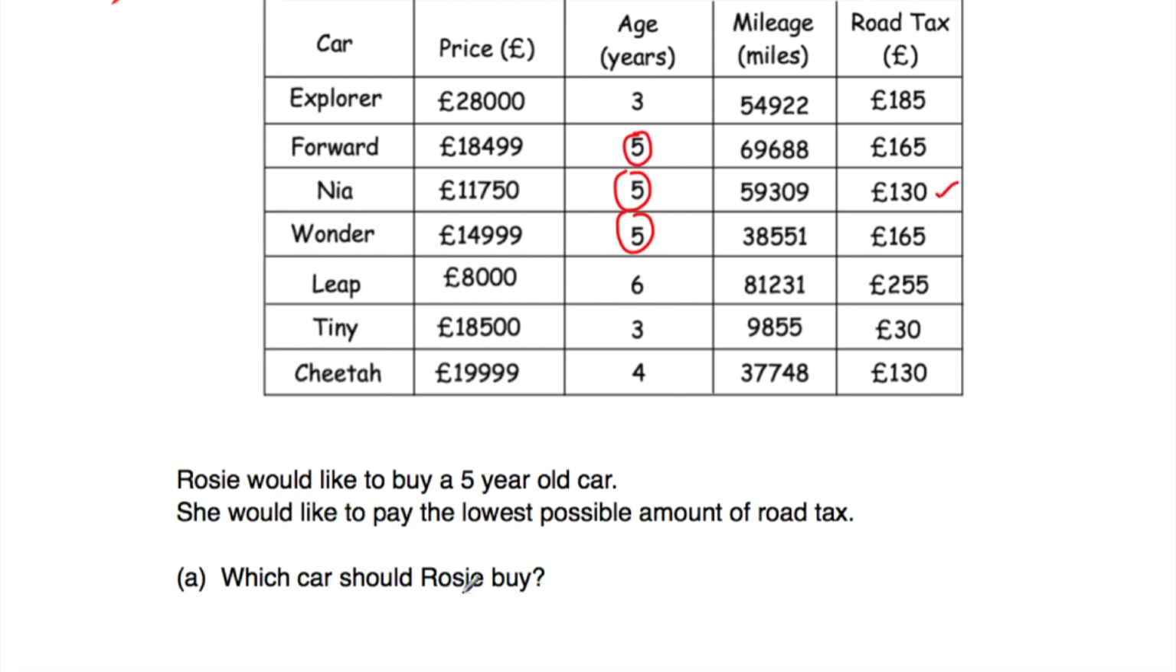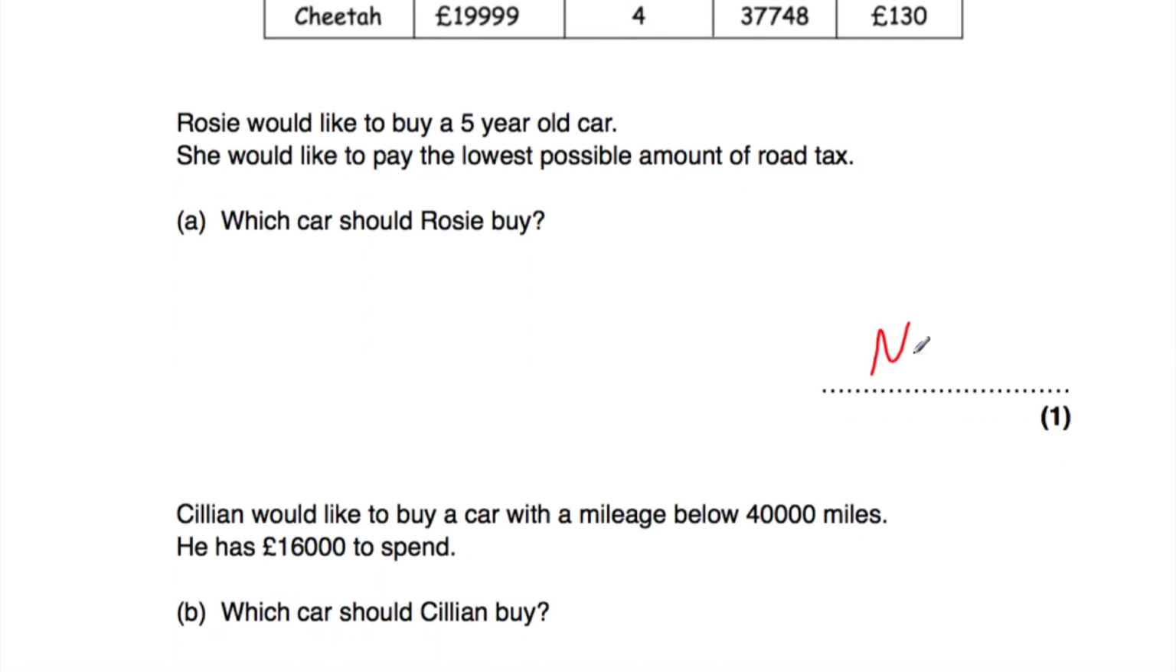And we're asked which car should Rosie buy. So if we have a look, that would be the Nia. So let's write that down. Rosie should buy the Nia because it's a 5-year-old car with the lowest possible amount of road tax.